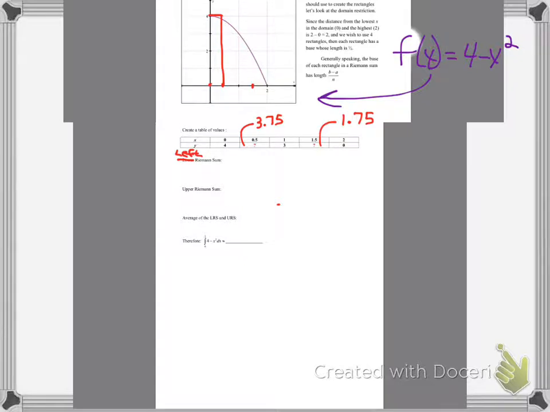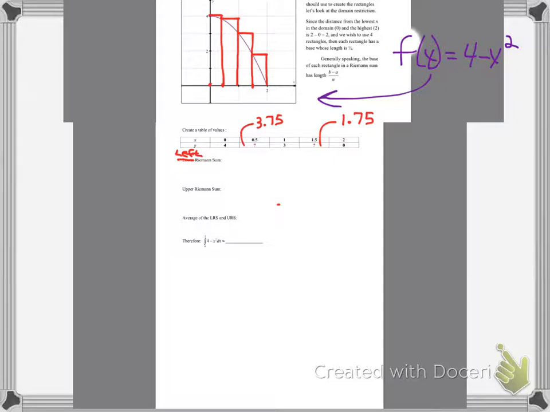Come up from 0.5, hit the graph, which is right here, and go over to the next hash mark, come down. Then for the next rectangle, I'm starting from 1, I hit the graph, and I come over to the next hash mark, which is 1.5, and then I go from 1.5, I hit the graph, and come over to the next hash mark, which is 2. So the red are my left Riemann sum rectangles.